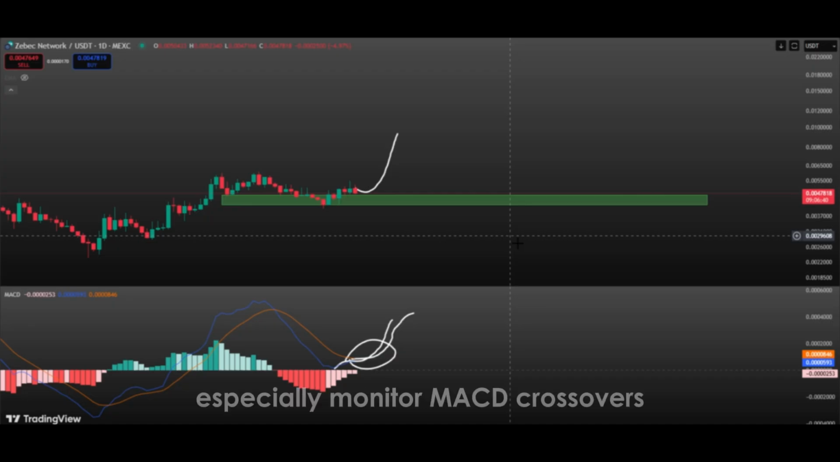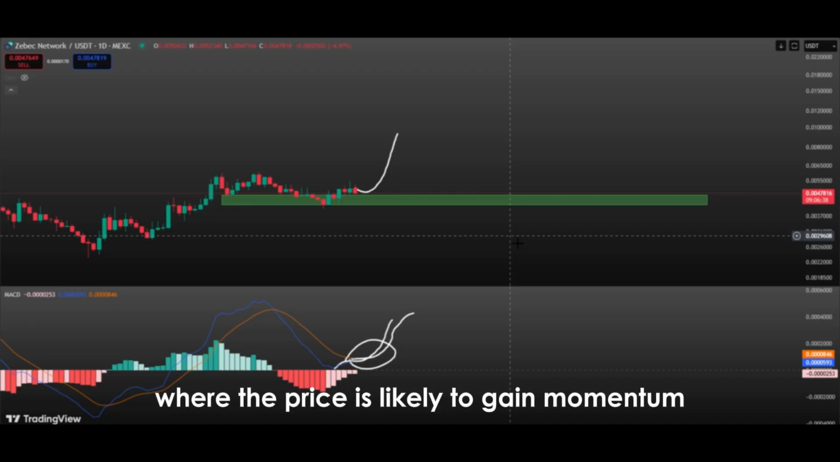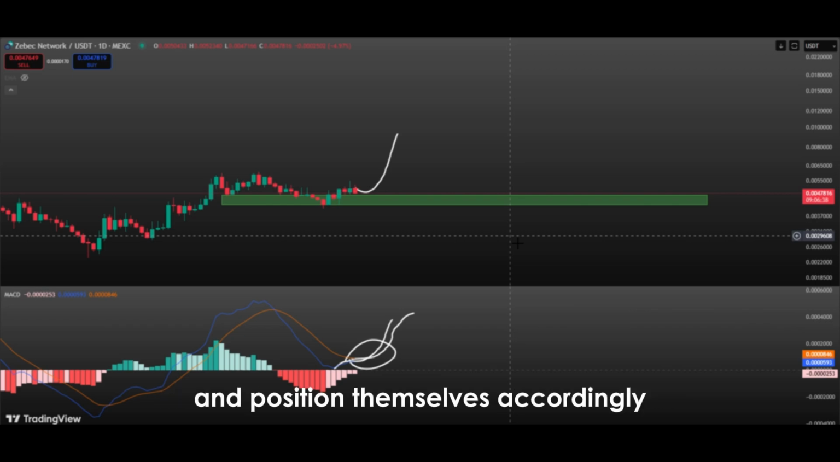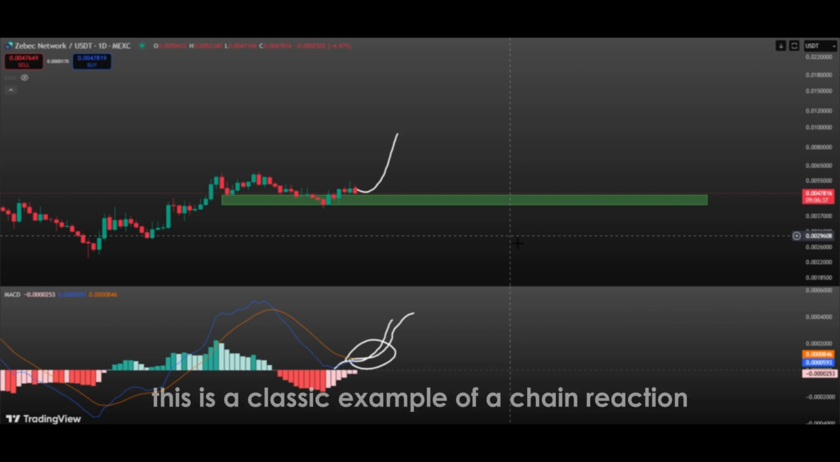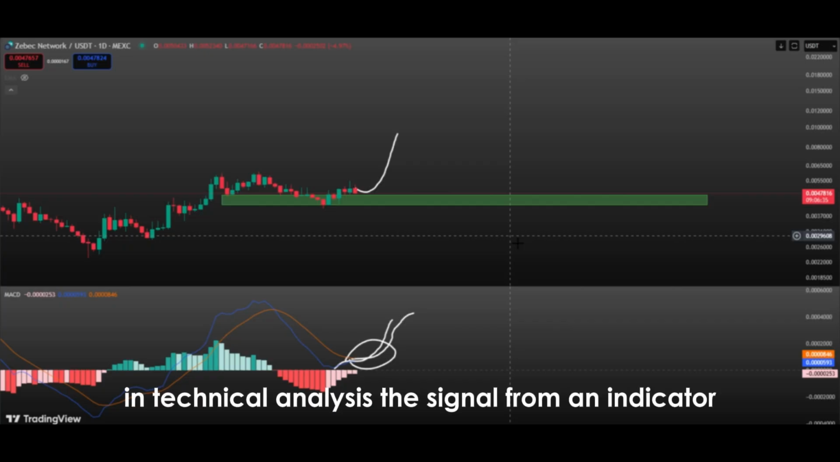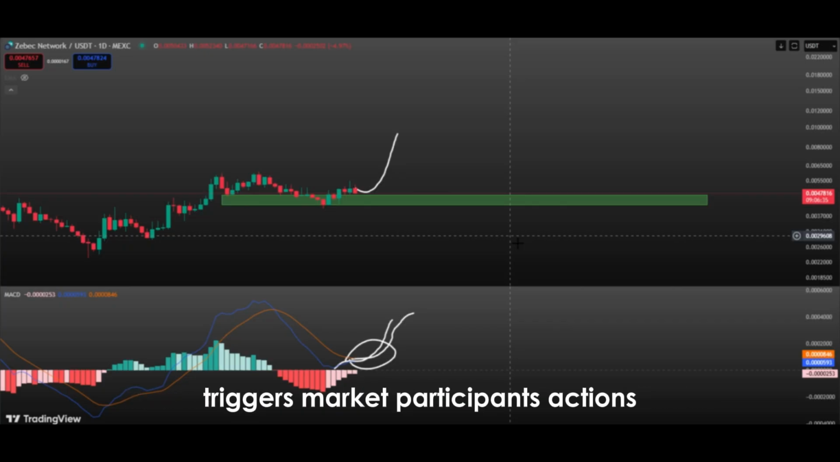Short-term traders especially monitor MACD crossovers to identify points where the price is likely to gain momentum and position themselves accordingly. This is a classic example of a chain reaction in technical analysis. The signal from an indicator triggers market participants' actions, which in turn supports the price upward.